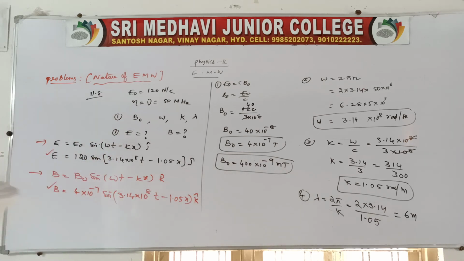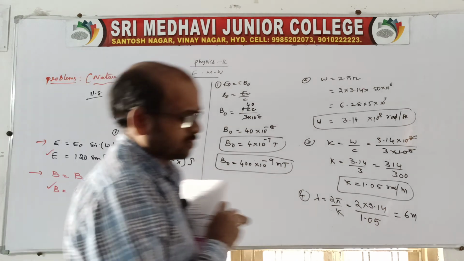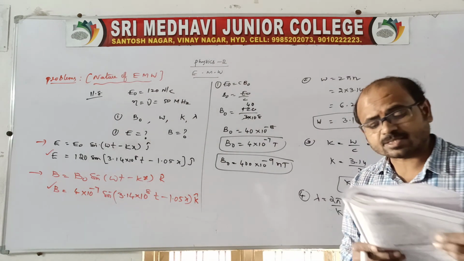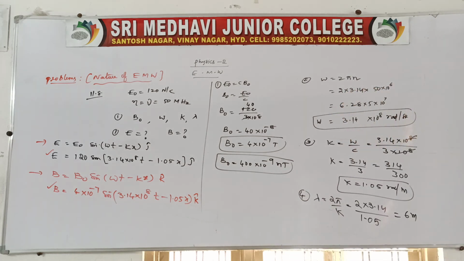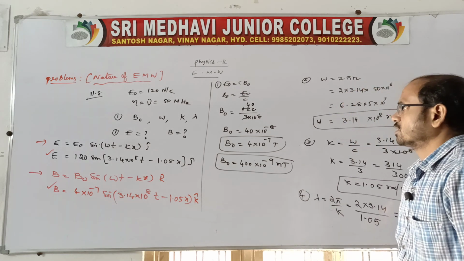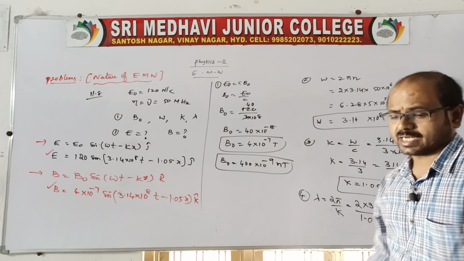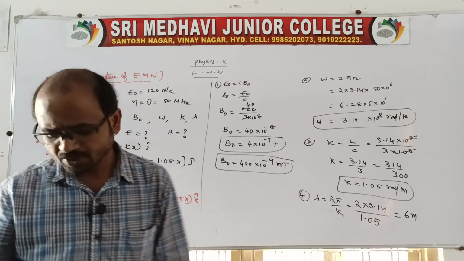This is the way we need to find the values of omega, k and so on. Clear? So this is related to the given question and based on the given data. Is it okay now?